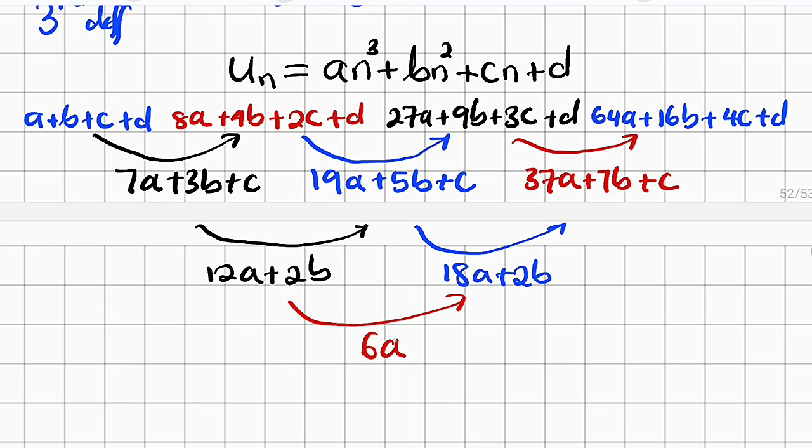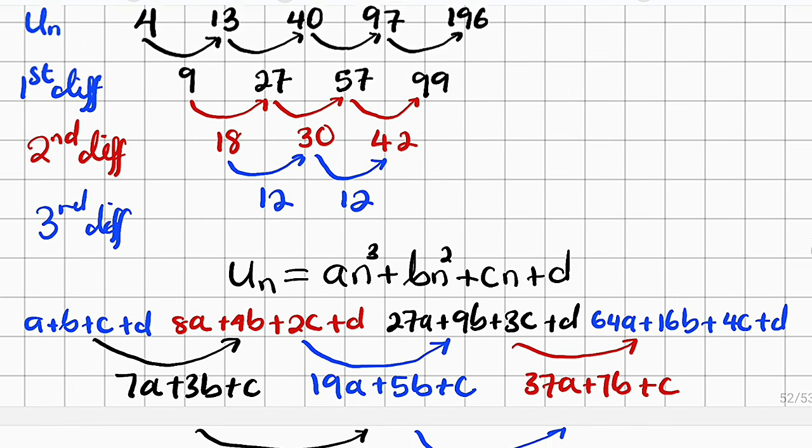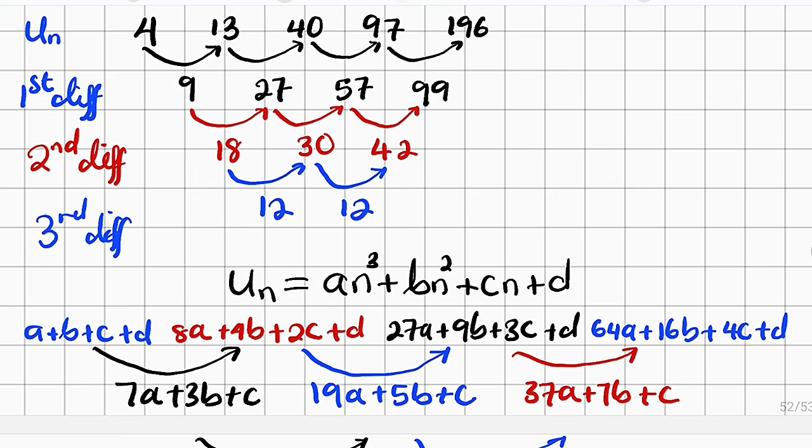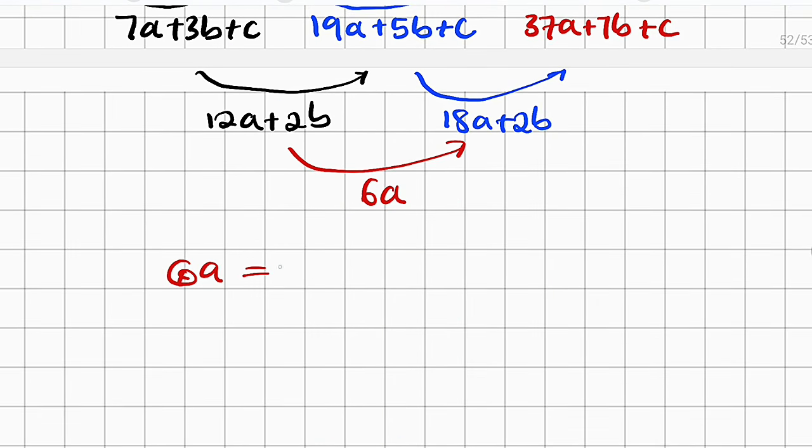So in the third difference, this is going to be constant all through. 6a will be constant difference. And we are going to relate this constant difference with this constant difference. So this is like a back substitution. 6a must be equal to 12, right? Divide both sides by 6. A definitely equal to 2. Now we have the value of a.